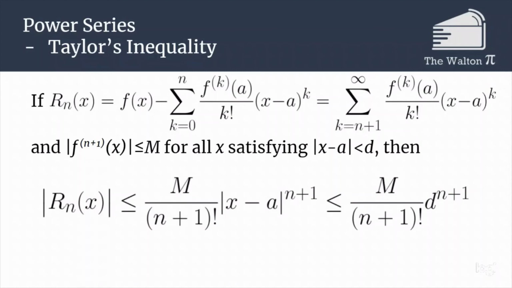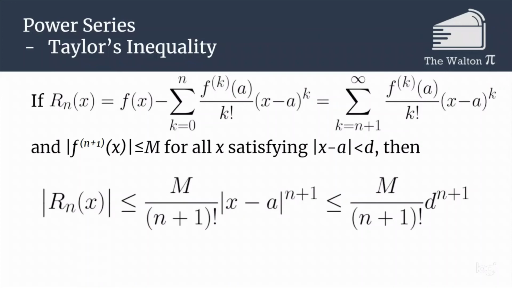We can then say if that's our remainder and the absolute value of our n plus 1th derivative of f at x is less than or equal to some value m for every x in some neighborhood distance d from a, then the nth remainder is going to be less than or equal to m divided by n plus 1 factorial times the absolute value of x minus a to the n plus 1, or m over n plus 1 factorial times d to the n plus 1.